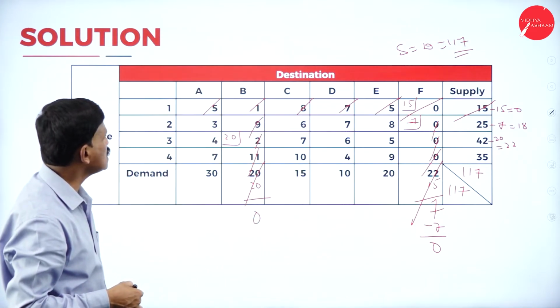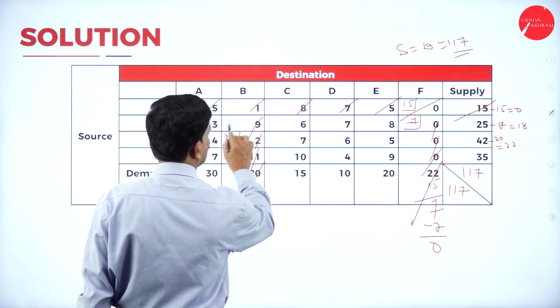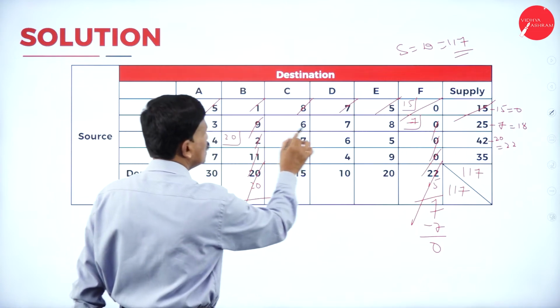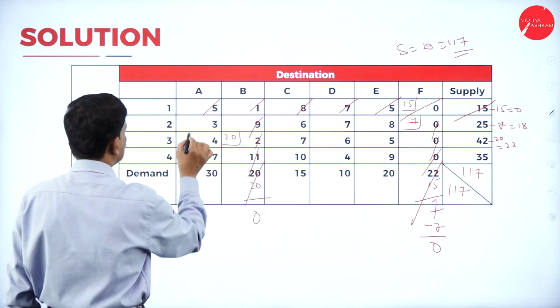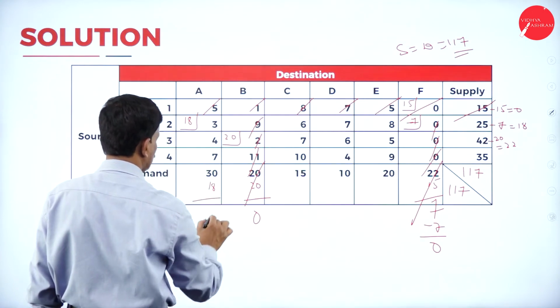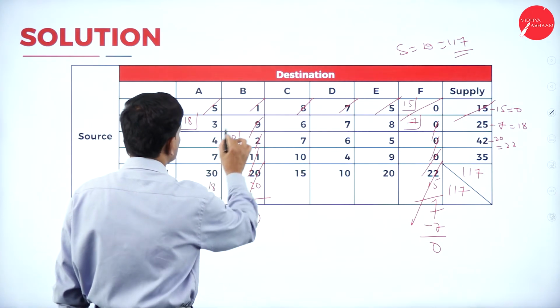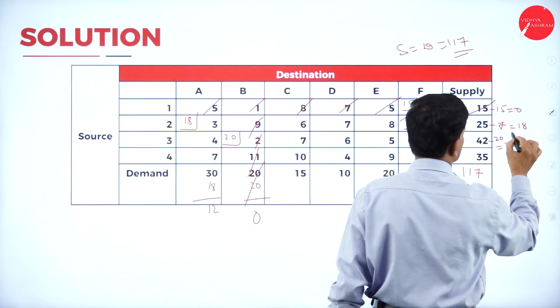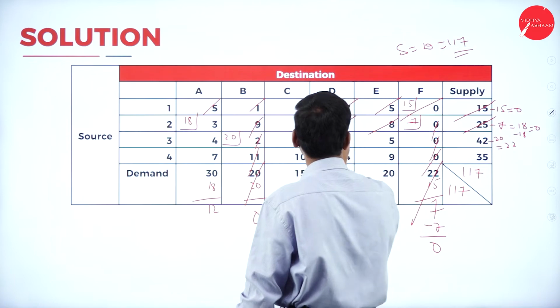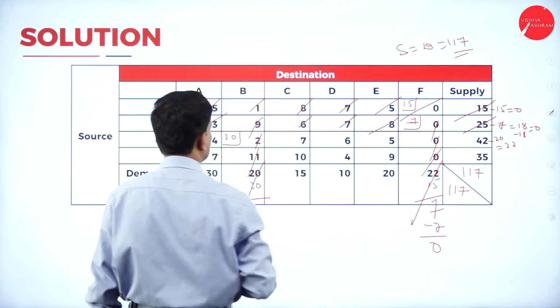Now the next least value we have in the table is 3. For 3, the demand is 30 and the supply is 18. So the minimum value is 18. We can allocate 18. 30 minus 18 is equal to 12. Here you can subtract 18, this becomes 0. Once this becomes 0, we can cancel this entire row.